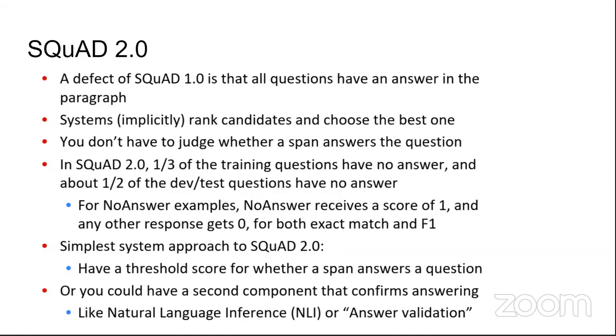So for no answer examples, no answer receives a score of 1, and any other response gets 0 for both exact match and F1. And the simplest system approach to Squad 2.0 is that you have a threshold score for whether a span answers a question or not.